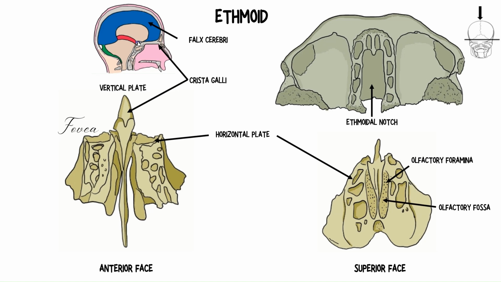The vertical plate can be divided into 2 portions, upper and lower, divided by the horizontal lamina. The upper portion has a triangular shape and is the crista galli. Here we can see how the horizontal portion divides the vertical lamina into 2 regions, an upper one called the crista galli and a lower one called the perpendicular plate.